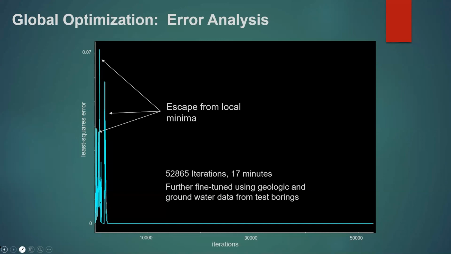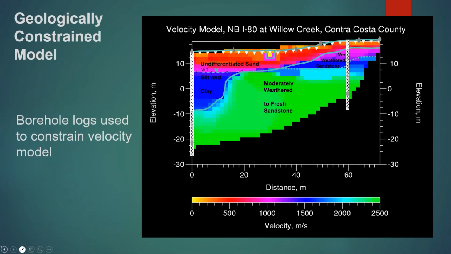In this particular example, almost 53,000 iterations were performed to converge to the final model, and total processing time was approximately 17 minutes on a 1.2 gigahertz processor. And the model was further manually tuned using the geologic information from the geologic ground truth from the test borings, and were used to fine tune that model. And the result that we ended up with using these geologic constraints is presented here.